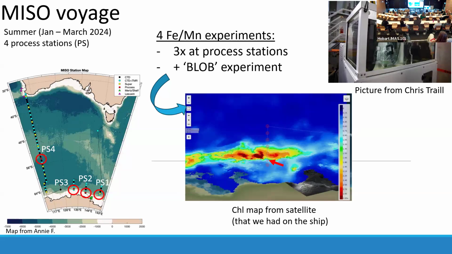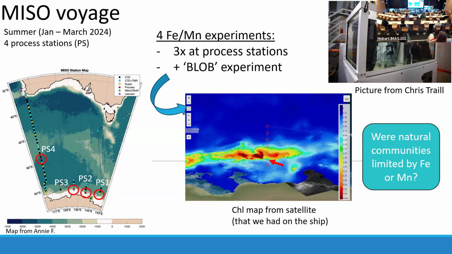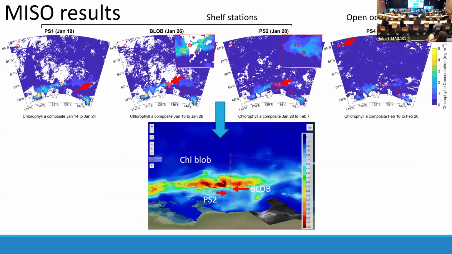And we had this really interesting feature on MISO while we were near process station 2. We encountered this really high patch of chlorophyll. That was quite interesting too. So I took water from some of these different locations, and then I wanted to know how they would react to changing iron and manganese conditions.